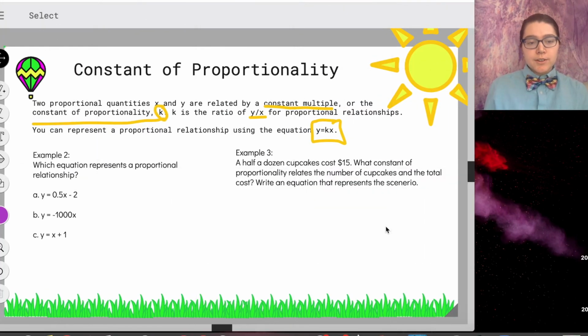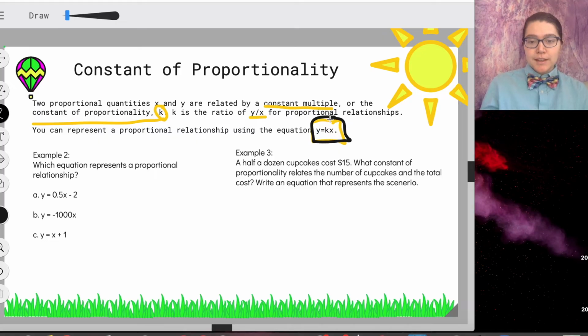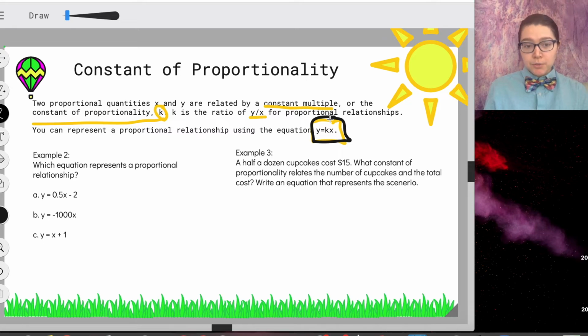All right, now we have some shorter examples for example 2 and 3. So for example 2, which equation represents a proportional relationship, A, B, or C? We remember that from an equation, every proportional relationship has the form y equals k times x. Because what we know is the relationship between x and y can be found by just some constant multiple.